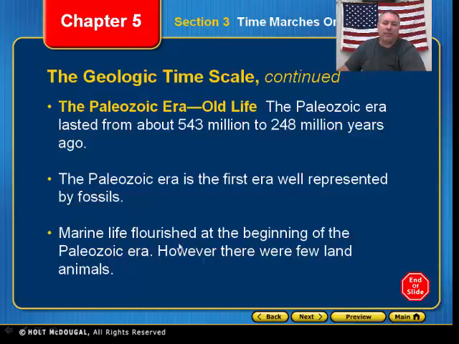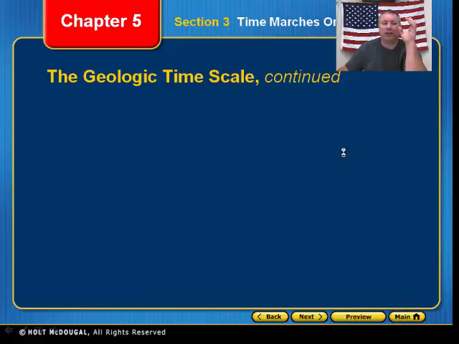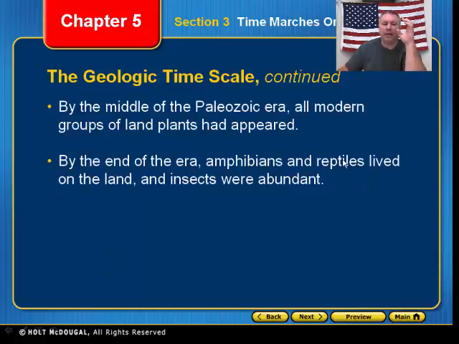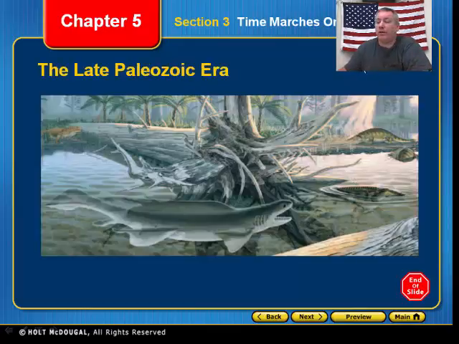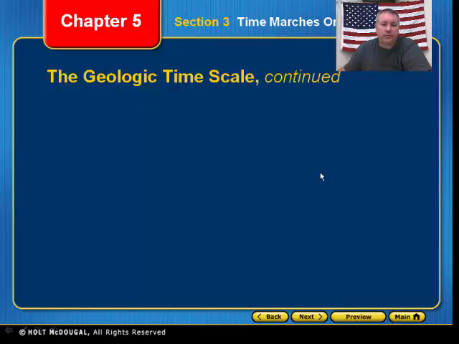In the very beginning of the Paleozoic era, the marine life started flourishing. In other words, a lot of marine life at the very beginning of the Paleozoic era. Towards the middle of it, all of the modern land plants have appeared. So we see all the trees and major land plants that have appeared. And by the end, we have amphibians and reptiles living on land and in the sea as well. We start seeing that as well. And this is an artist's rendering of what life would look like in the Paleozoic era. You see fish and you see land and you see trees and that kind of stuff.